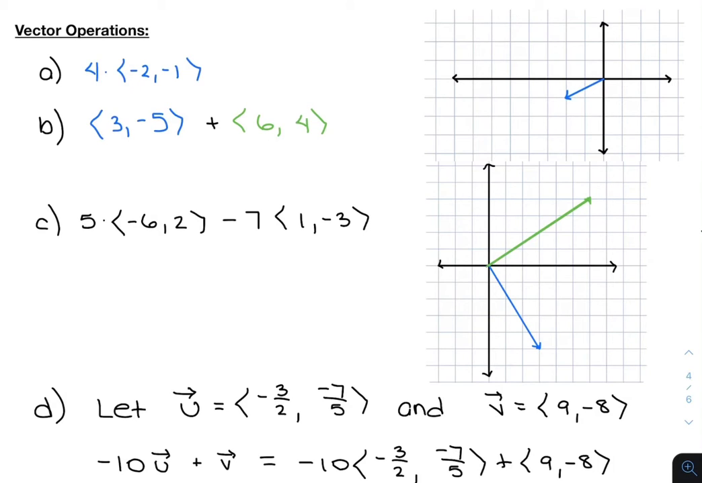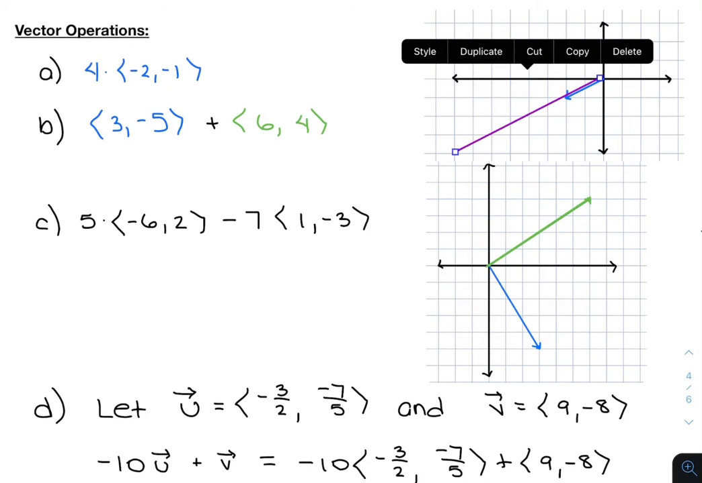There are actually many operations you can do with vectors. You can multiply, add, divide, subtract, anything you want with vectors. So for example, if you were to multiply 4 times the vector -2 comma -1, this here is the vector -2, -1. And if we were to multiply 4 to it, that basically means that we're increasing this vector by 4 times its size.